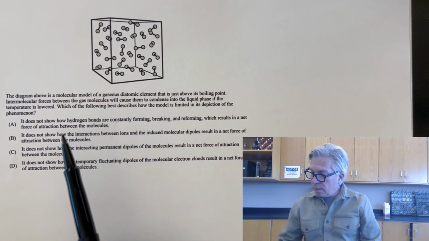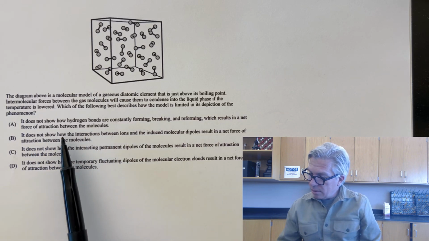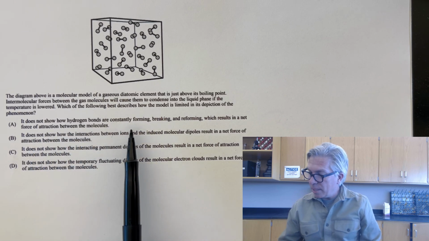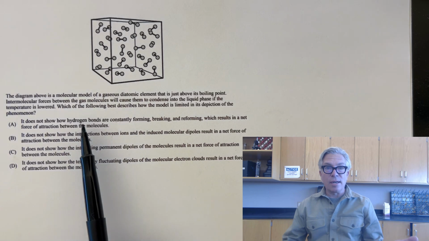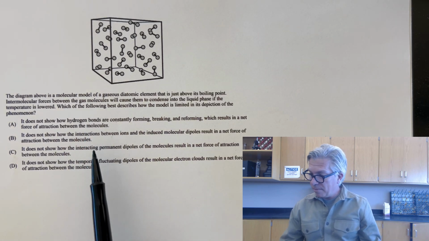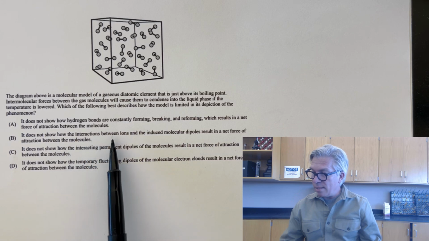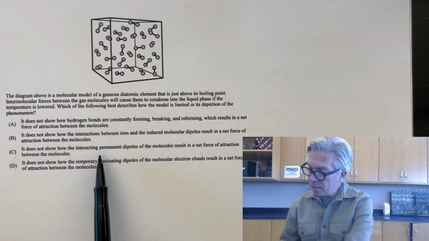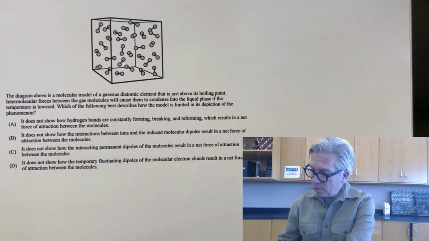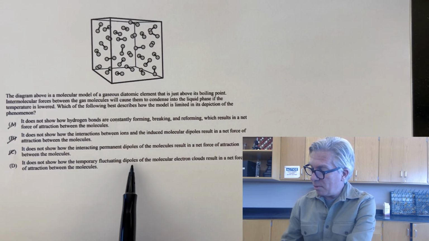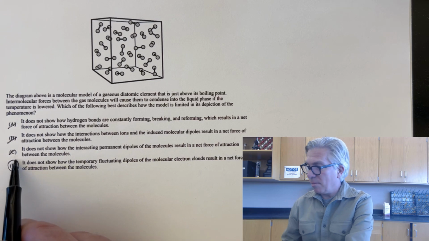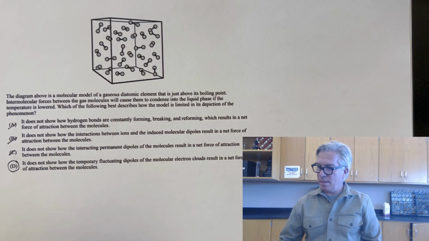And it's a nice looking molecule. You can read the descriptions here in the answers. It does not show how hydrogen bonds are constantly forming. That is not the correct answer because if it's diatomic, it's nonpolar and it does not have hydrogen bonds. It does not show how interactions between ions. Again, we're not looking at ions, we're looking at diatomic molecules. Permanent dipoles, strike three. This one doesn't work because, again, we have nonpolar molecules. And it does not show how temporary fluctuating dipoles of the molecular electron clouds result in a net force. And that, because we're dealing with diatomic molecules, is the answer.